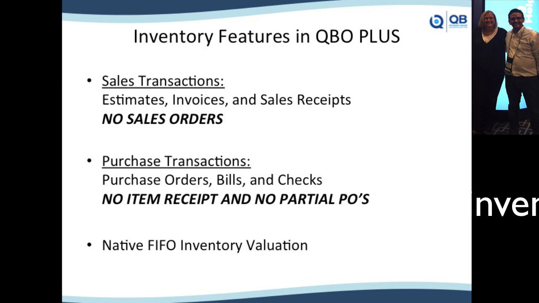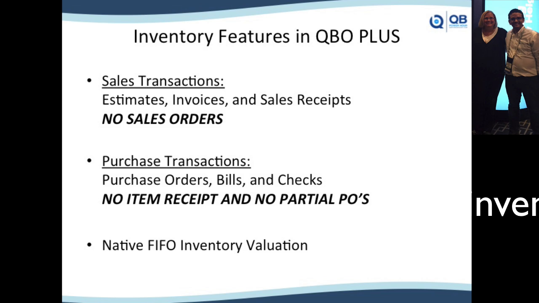The other major problem with QuickBooks Online is, yes, it can do purchase orders, yes, it can do bills, yes, it can do checks, but you can't do item receipt as a separate workflow component. So the person that enters the bills basically also receives the inventory, and there are no partial POs, which to me is a big issue. So you order 10 of something and you only get 8. In QuickBooks Online, you don't have a way of telling QuickBooks that you're still waiting for 2.